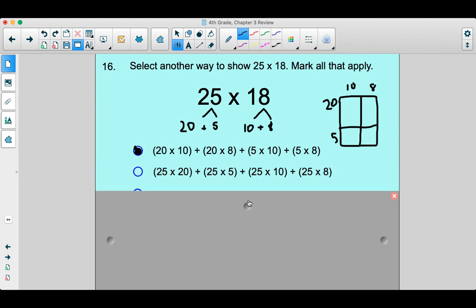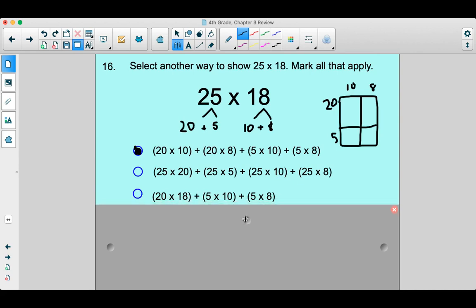Okay, next step. 25 times 20. Okay, so if we put these two back together, we'd have a 25 times 20. 25 times 20. I don't think this is looking so hot so far for this one. What do you guys think? Because it says 25 times 20, 25 times 5. No, this one just can't be it. It's all kinds of confused.